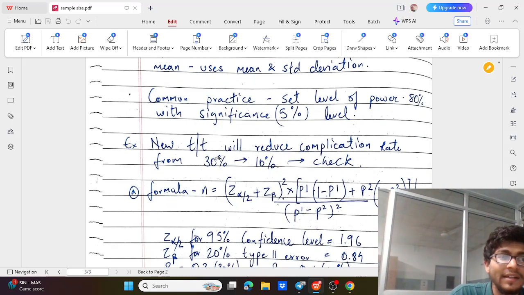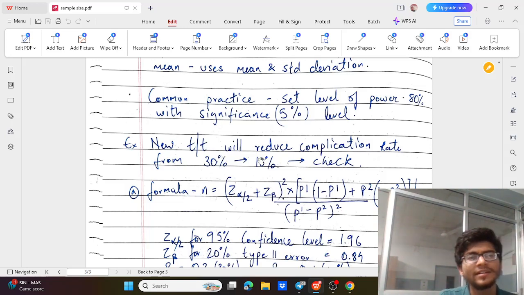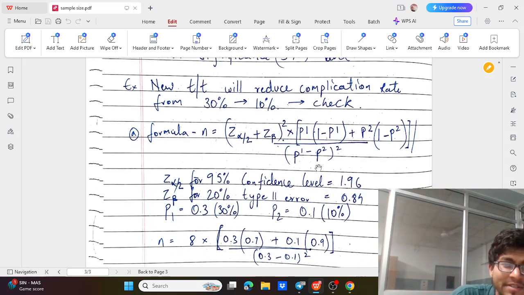ठीक है, देन कमिंग टू कॉमन प्रैक्टिस कि हम पावर को 80% पे सेट करते हैं, जो कि हमने देखा था, है ना, एंड सिग्निफिकेंस लेवल 5% पे सेट करेंगे. तो फॉर एग्जांपल एक कंडीशन ले लेंगे कि हमको एक ट्रीटमेंट का ये देख रहे हैं हम, न्यू ट्रीटमेंट का किसी डिजीज के लिए जो कॉम्प्लिकेशन रेट को 30 से 10% पे कर रहा है, तो हमको चेक करना है कि इसके लिए सैंपल साइज कितना लगने वाला है.